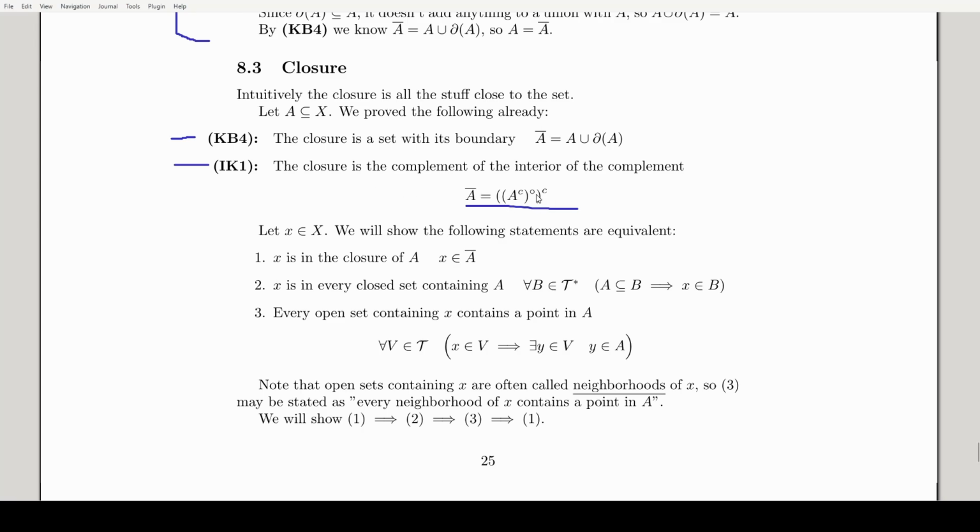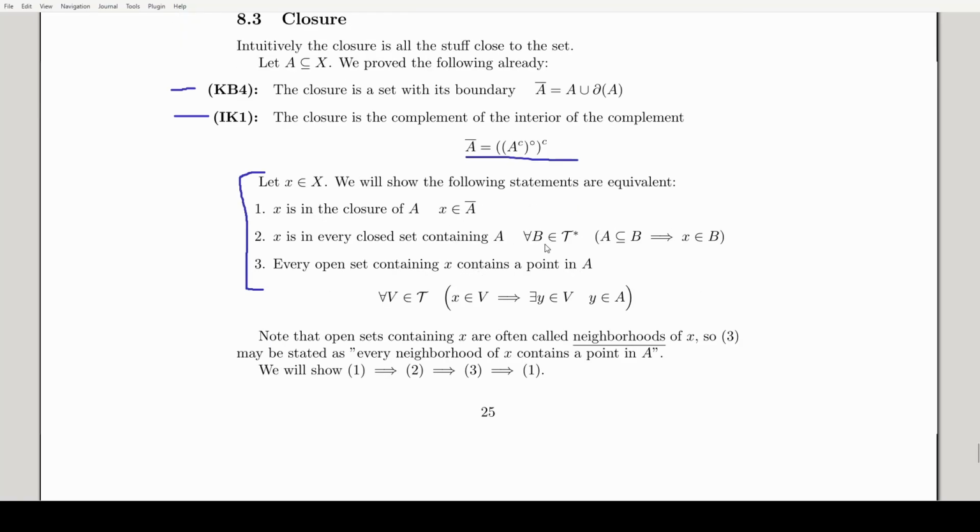I hate this one. It's useful sometimes, but it's obnoxious regardless. And then we have a bunch of different ways of saying that X is in the closure. So obviously, if it's in the closure, it's in the closure. If it's in every closed set containing the set, it's in the closure of that set. And if every open set containing a point in A contains the set.